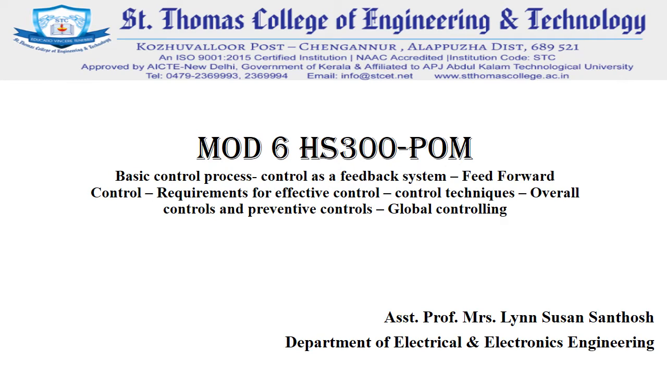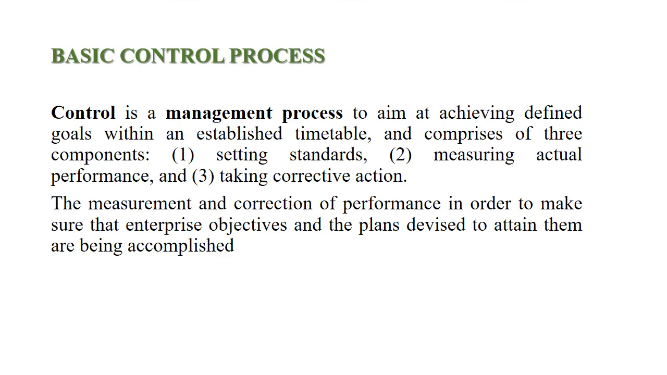So first we will see controlling. So what is actually controlling? Controlling is a function of management which helps to check errors in order to take corrective actions, and this will try to minimize deviations from standards and ensure that the stated goals of the organization are achieved. And it comprises three components: setting standards, measuring actual performance, and taking corrective actions.